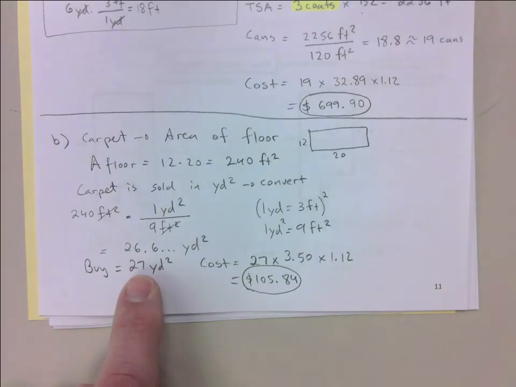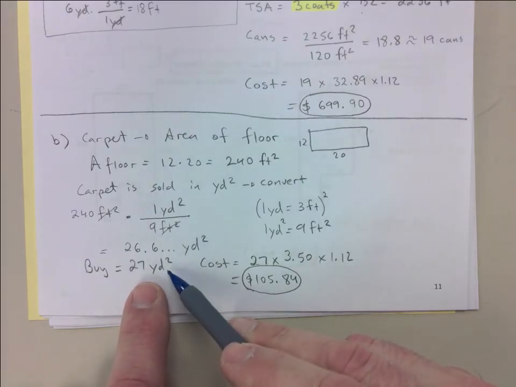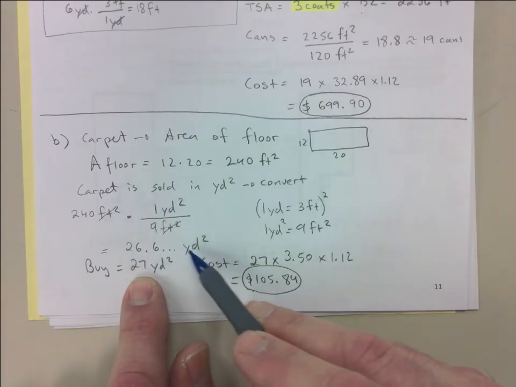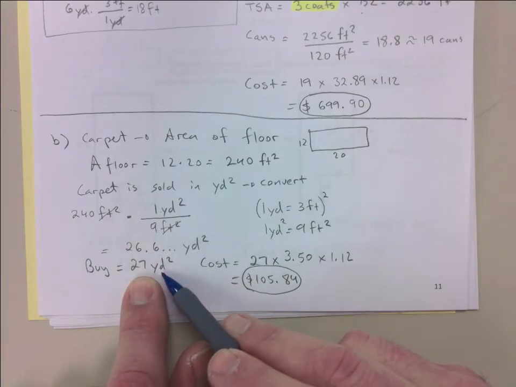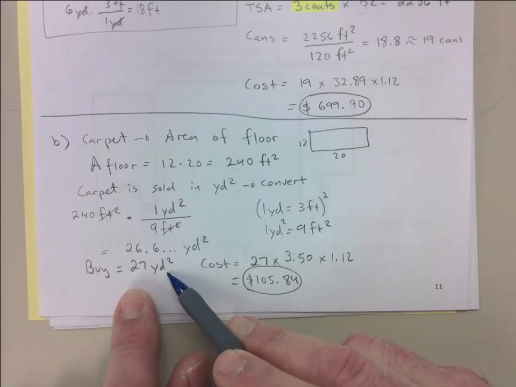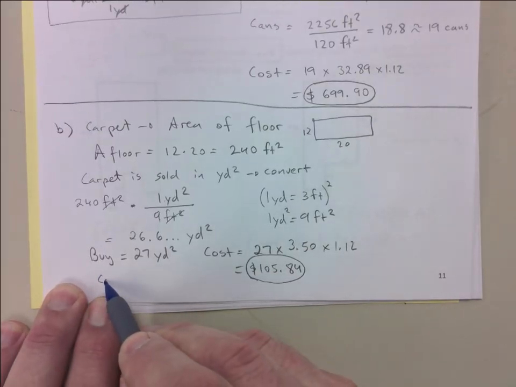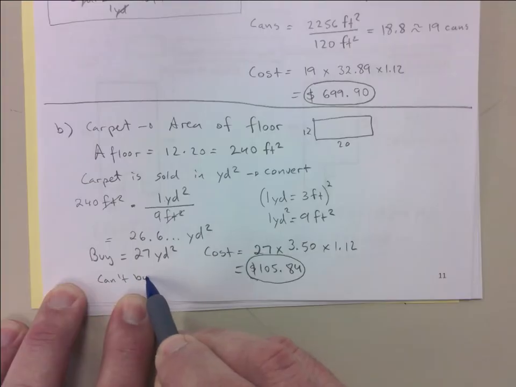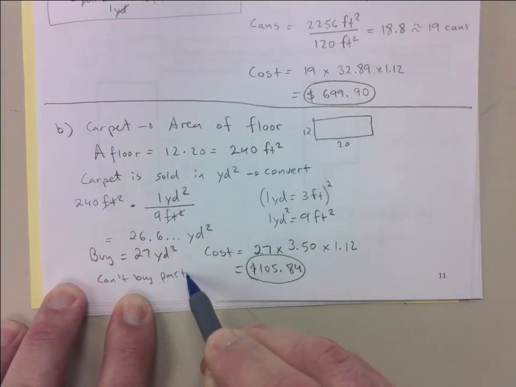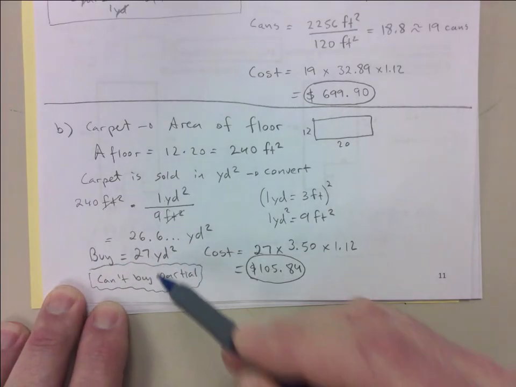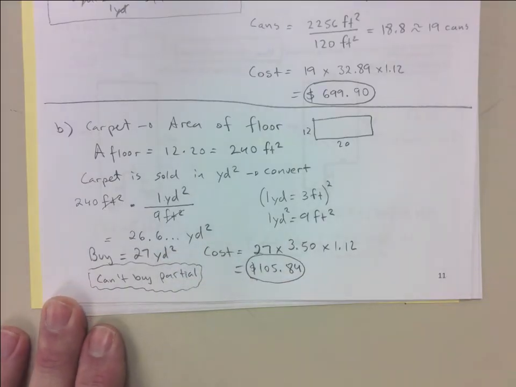So we didn't have to divide by anything because they didn't tell us that carpet comes in a box that covers, let's say, 3 square yards. It didn't say that. So we're just assuming we're buying a square yard at a time. So we round it to a whole number. Maybe let's add this because you might look at this later on. Can't buy partial. This is a reason for me rounding.